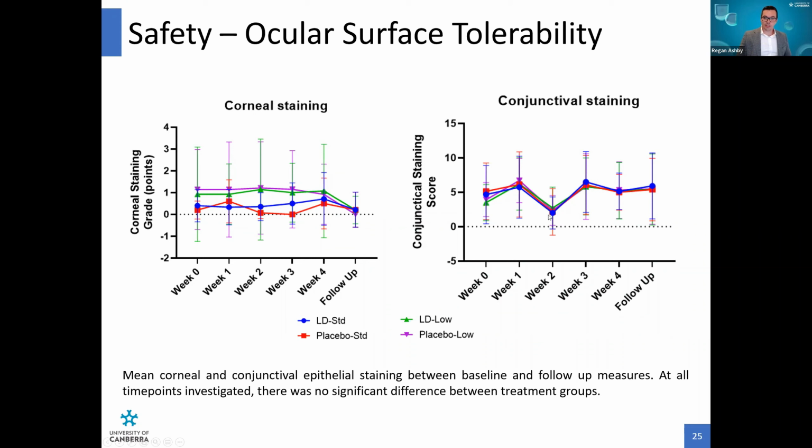We do have this oddity where at 2 weeks, all groups show this downtrend. And we're still trying to work out what that actually means. But you can see by week 3, it's back to its normal baseline level.